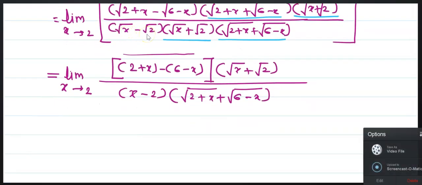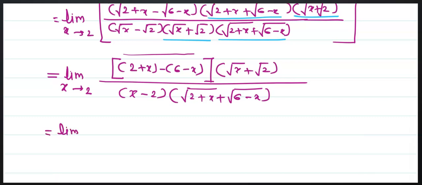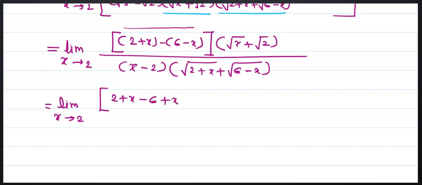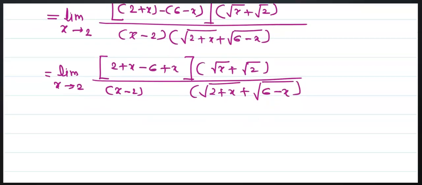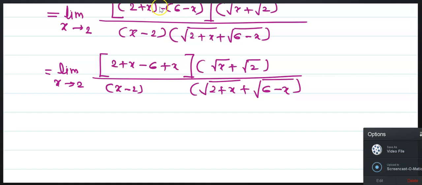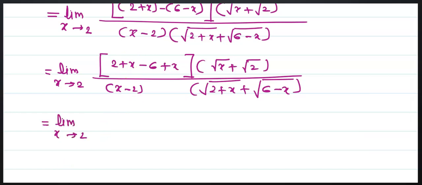Root x minus root 2, a minus b into a plus b, then you will get a minus b. See this here. And this term is as it is. Now next, if you open the bracket, then you will get these terms. Now see this here. That is 2 plus x minus in bracket 6 minus x. That is minus 6 plus x. Now here 2 minus 6 means what? Minus 4. X plus x is 2x. 2x minus 4. Take 2 as common. Then in bracket you will get x minus 2. X minus 2, x minus 2 get cancelled. That is limit x tends to 2.